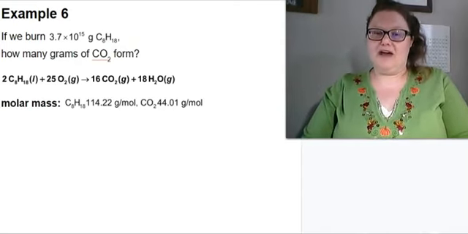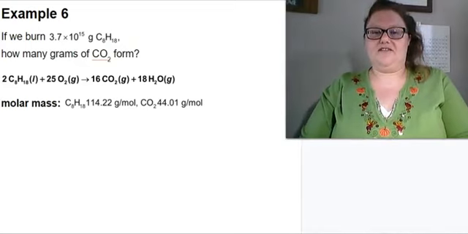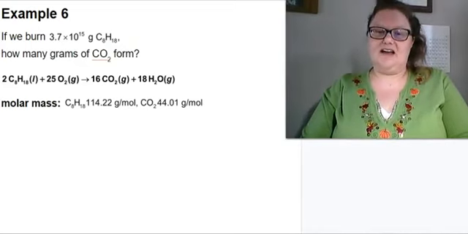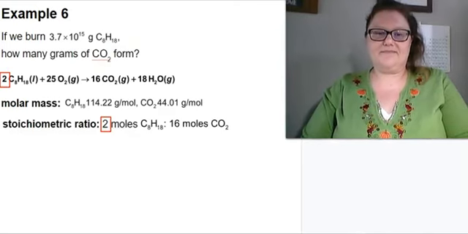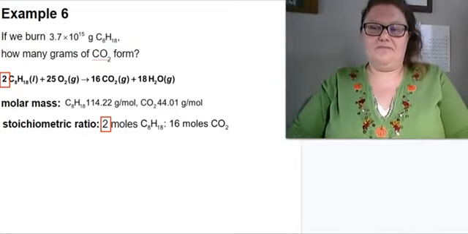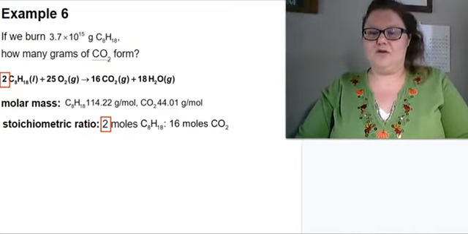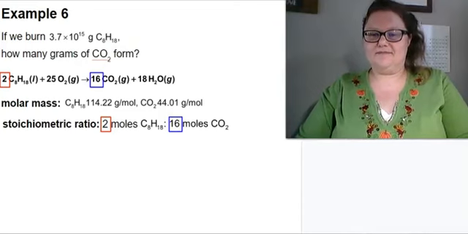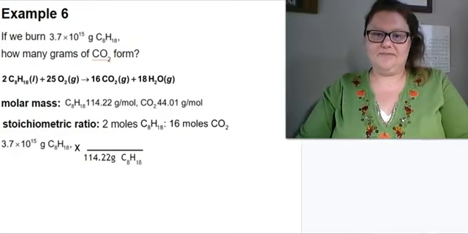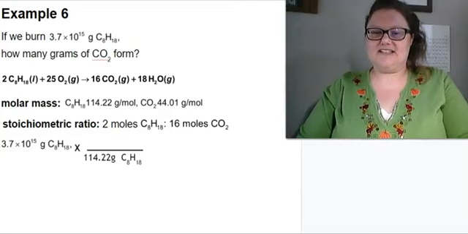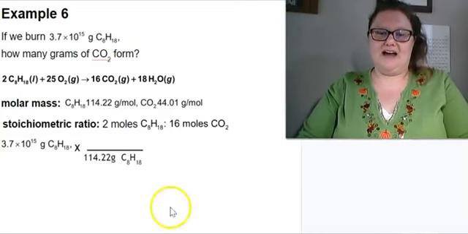We're going to look at our molar masses. We're going to need that. And so we can calculate this off to the side, the molar mass of octane and the molar mass of carbon dioxide. Then we need the ratio of how these two chemicals relate to each other using the coefficients. So we can make a note of that. Next, we're going to start with what's given. So the 3.7 times 10 to the 15 grams of octane. We need to cancel grams of octane. So we're going to use the molar mass down here.